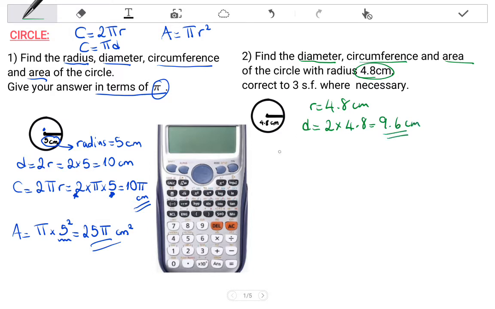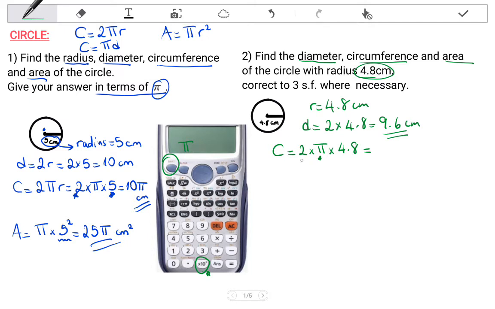Then let's calculate circumference. I'm going to use the formula 2 pi r. So I need 2 times pi times r. Instead of r, I'm going to use the value, which is 4.8. At this step, you have to know how to write pi on your calculator. You can do pi by first pressing shift, then the times 10 to the power of x button, and pi appears on your display.